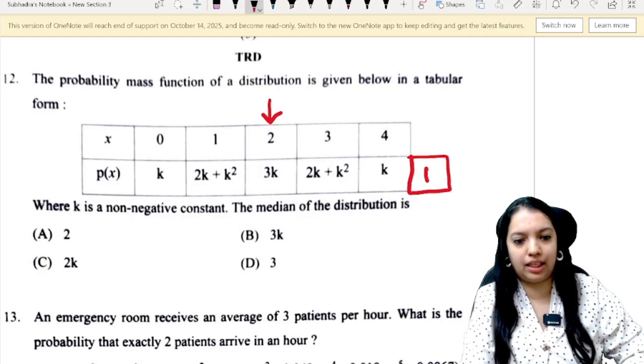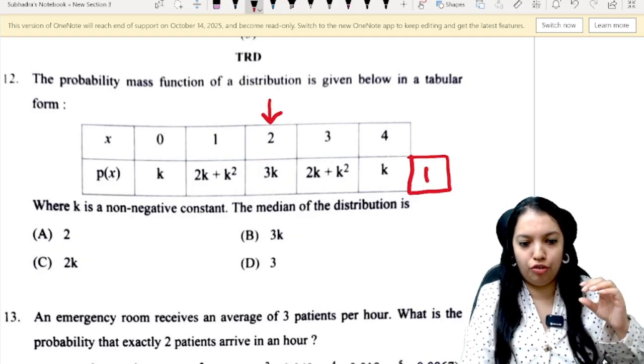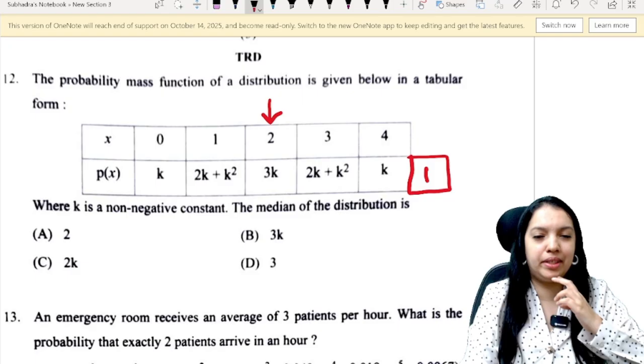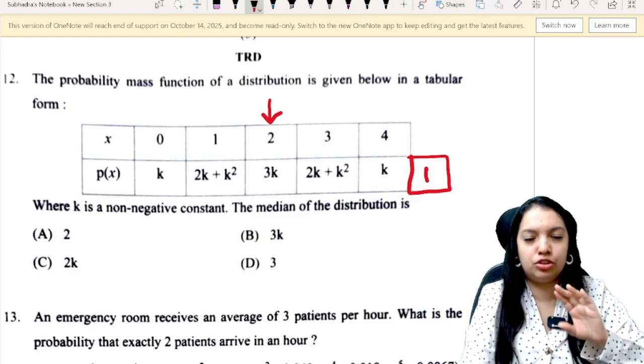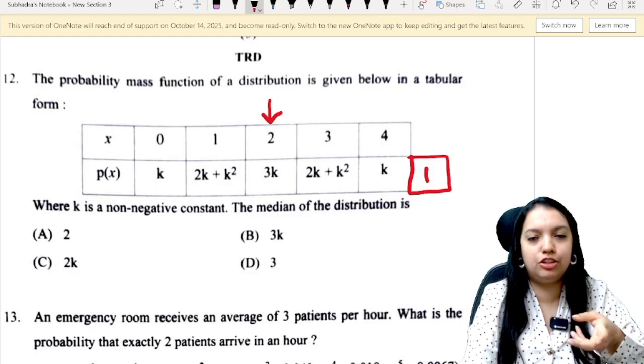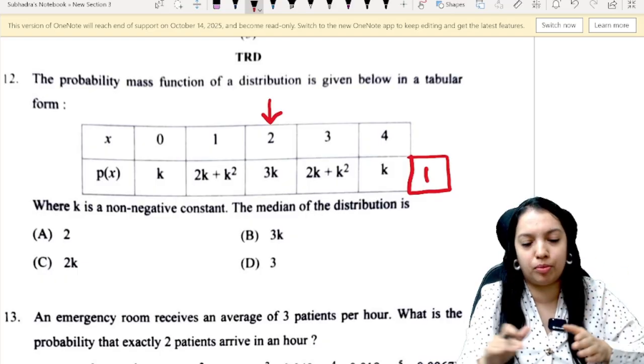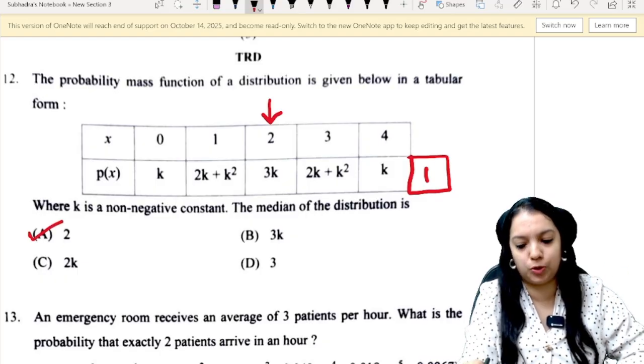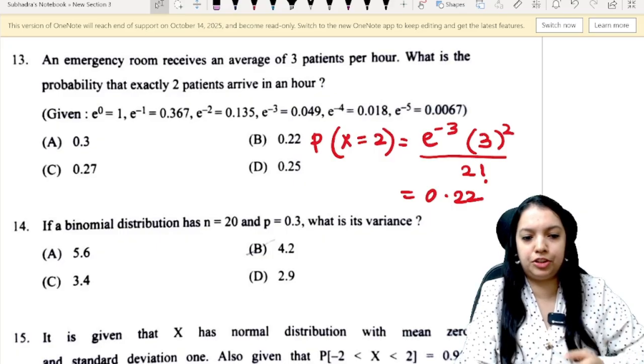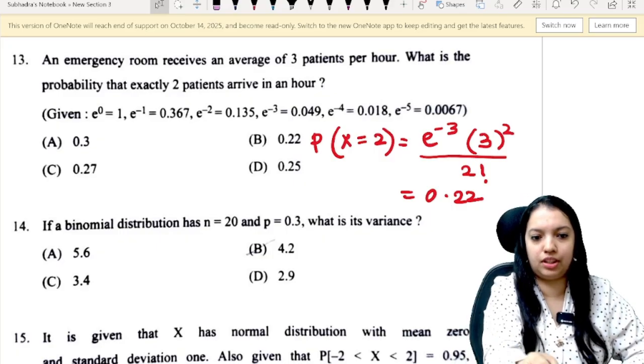Next question is about calculation of probability mass function for this distribution. Remember, median is usually the middlemost value. So when we do the actual calculation for this by applying that table formula, you would end up getting the value as 2.